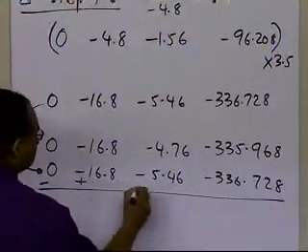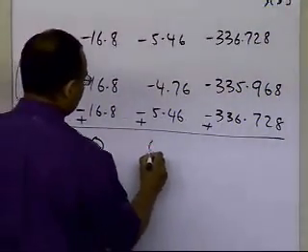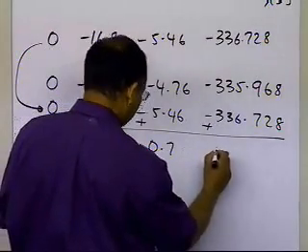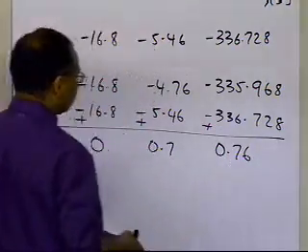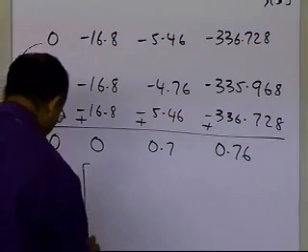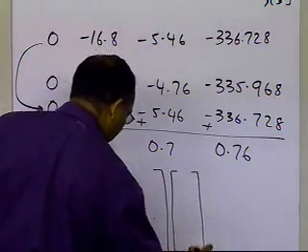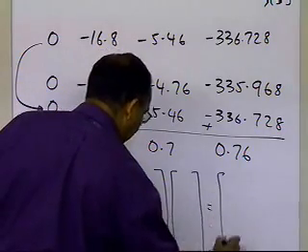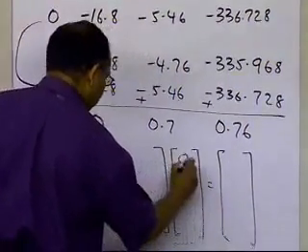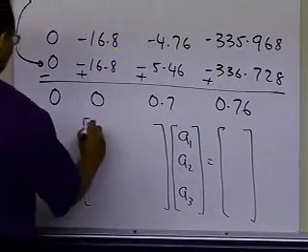I get 0 here, 0 here, 0.7 here, and 0.76 here. So that becomes my new third equation. So at the end of the second step of forward elimination, which is also the end of the forward elimination steps, because I have 3 equations and 3 unknowns, I only need to conduct 2 steps of forward elimination.